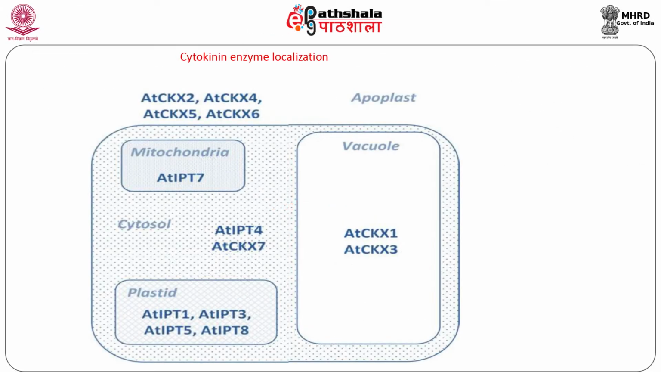The location of cytokinin enzymes in plant cells. The isopentyl transferases are present in the plastids, mitochondria, and cytosol. Plastids are thought to be the main site for cytokinin synthesis. Cytokinin dehydrogenases, which degrade cytokinins, are mainly localized to the apoplast, vacuoles, and cytoplasm. Hence, cytokinin synthesis and metabolism occurs in multiple cellular compartments.